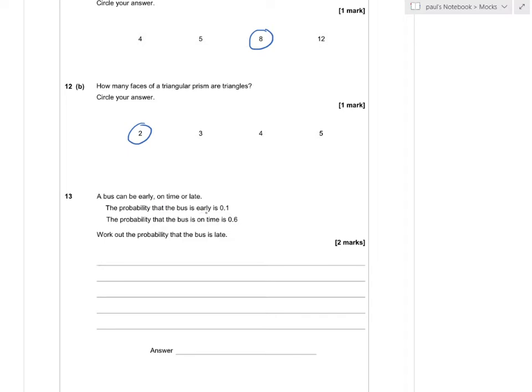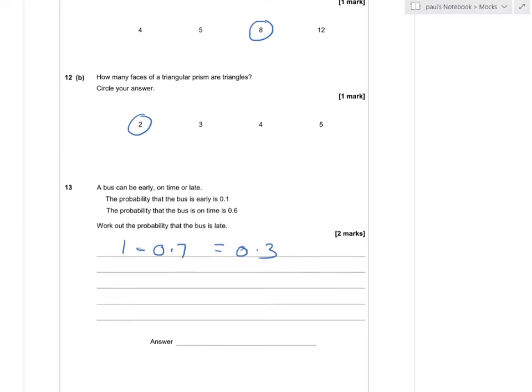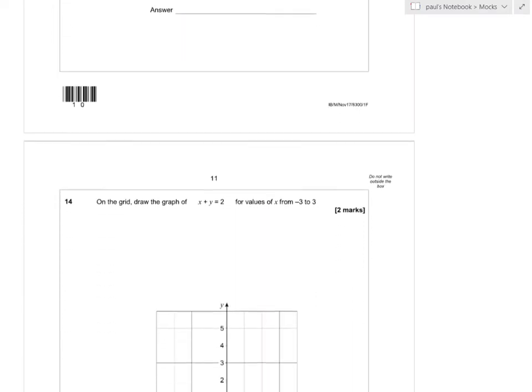The probability the bus is early is 0.1. The probability the bus is on time is 0.6. What's it late? So everything will add to 1. So add those 2 together and it's 0.7. Take that away from 1 and it equals 0.3.